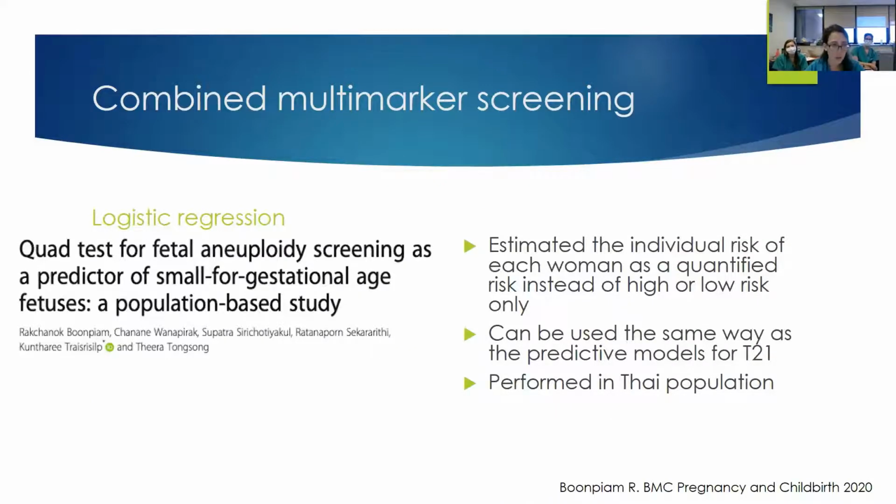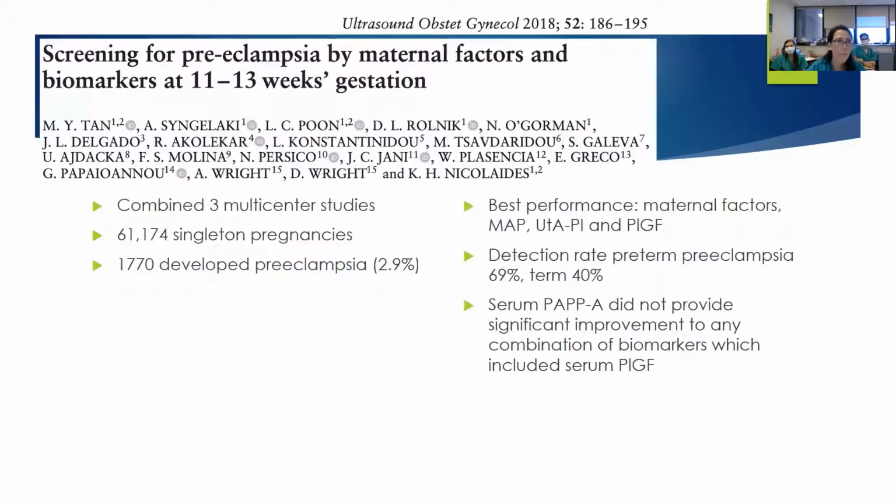Others use logistic regression, and they estimate the individual risk of each woman as a quantified risk instead of saying high risk or low risk. And it can be used the same way as a predictive model for trisomy 21. And this paper in particular was performed in a specific Thai population, so it cannot be generalized.